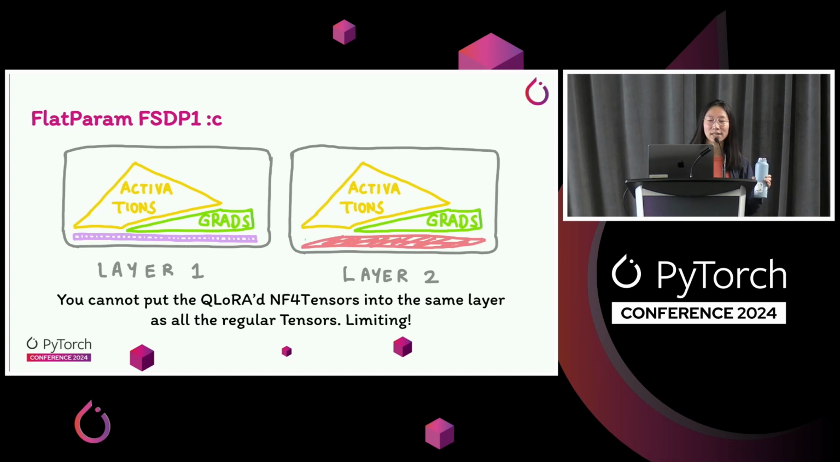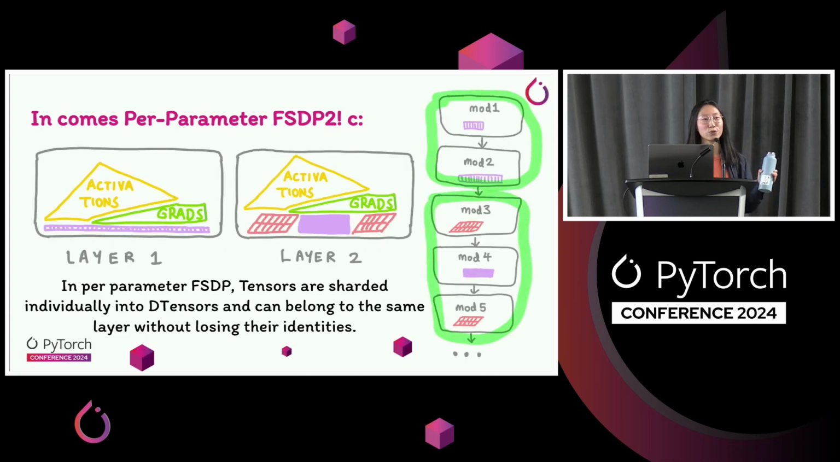This is not great, but what if I tell you that FSDP2, which does not use flat parameter, allows you to do this? In per-parameter FSDP, instead of putting everything into one flat parameter, we allow the parameters to be sharded and maintain their own identities pretty much. So you can imagine that we are able to wrap this because there's no such restriction that everything in one layer needs to be one type of tensor, one class of tensor, one requires grad anymore. They're able to coexist together in one layer, because that's the increased flexibility of FSDP2.